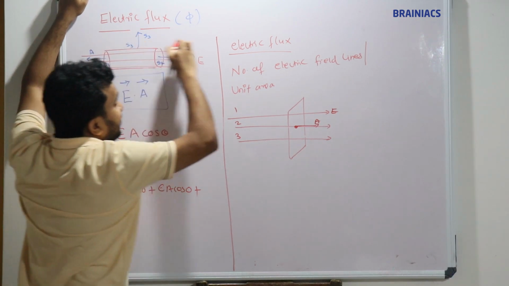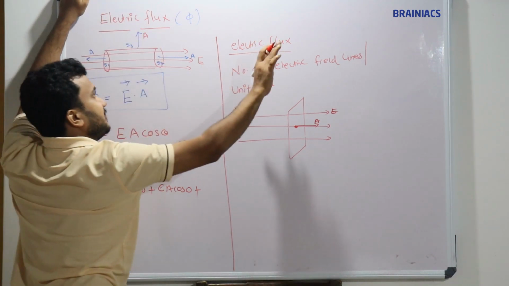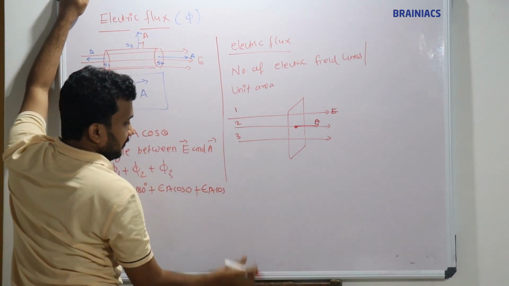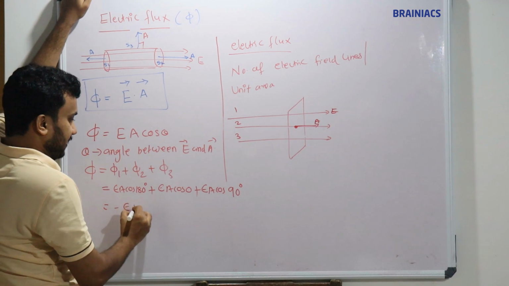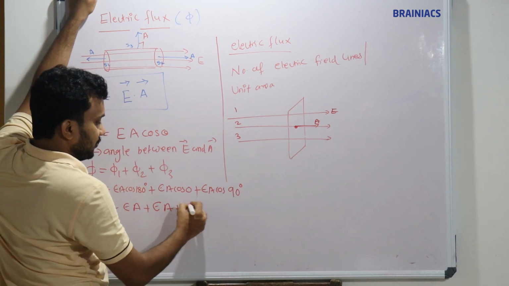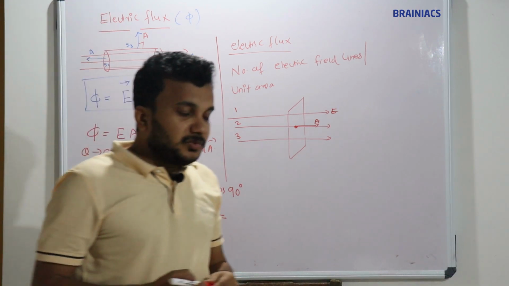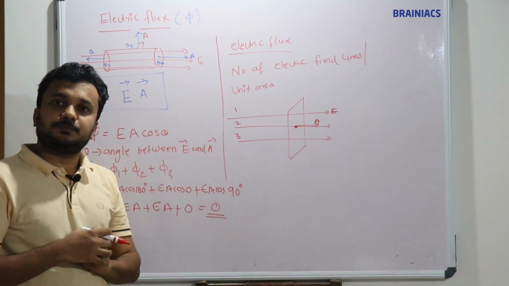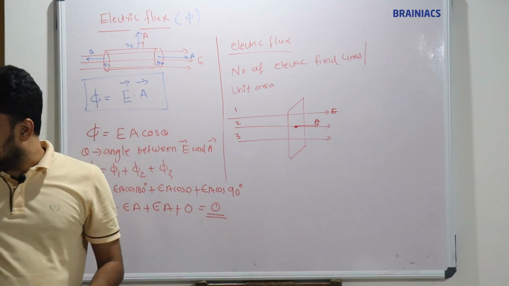The electric fields are like this, and the area vector is like this. So what is the angle here? 90 degrees. So it is EA cos of 90 degrees. What is cos 180? Minus 1, so minus EA. What is cos 0? 1, so plus EA. Cos 90 is 0. So what does this indicate? Equal to 0. Which means the total electric flux over any closed surface is equal to 0. I just took this as an example, and this example indicates a closed surface.